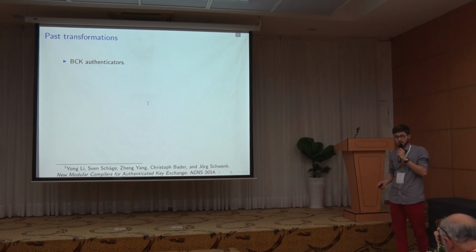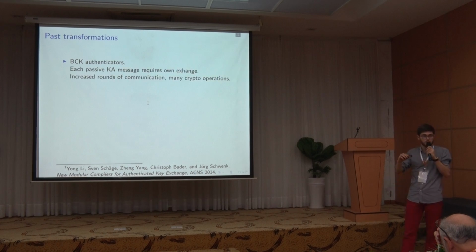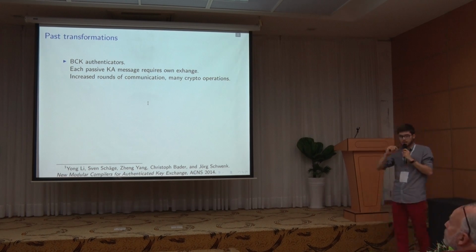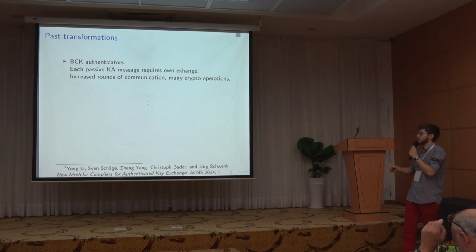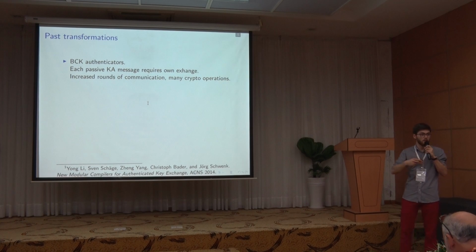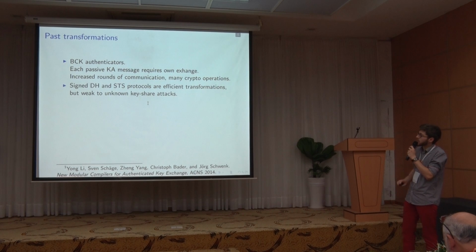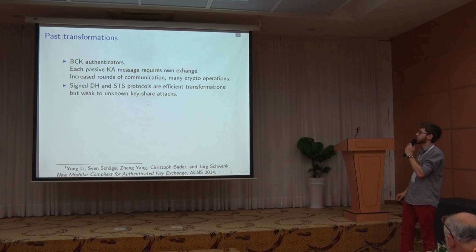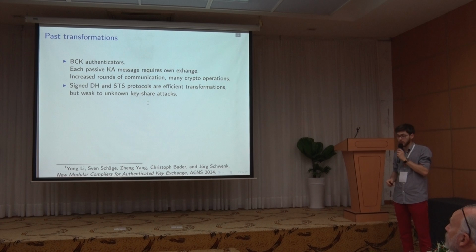So in the past, the first transformation from a passive to an active scheme were the Bellare, Canetti, and Krawczyk authenticators. So this one, you would take a passive key agreement scheme, and then for each message, you would then engage in a small protocol to prove the authentication of that message. So each message would require its own exchange, which would perhaps have signatures or encryptions and things like this. So you can see that the number of communication increases quite a lot. Then there was also the signed Diffie-Hellman and the station-to-station protocols, which were efficient, but these have been weak to many different kinds of attacks.